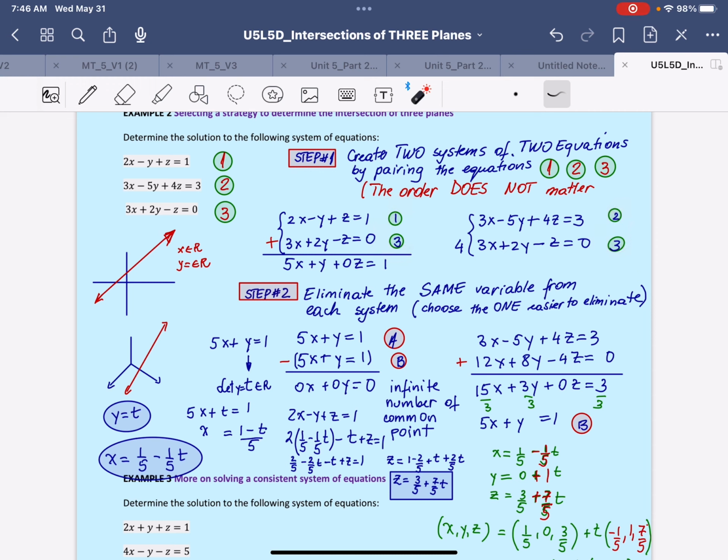It will slightly change the way your common line of intersection looks like. And the only thing that will change is the starting point. But the direction vector will be the same if we choose different pairs in here. And the direction vector will be the same if you chose to let x be equal to t or z be equal to t if you were to have z in these two new equations that you formed.